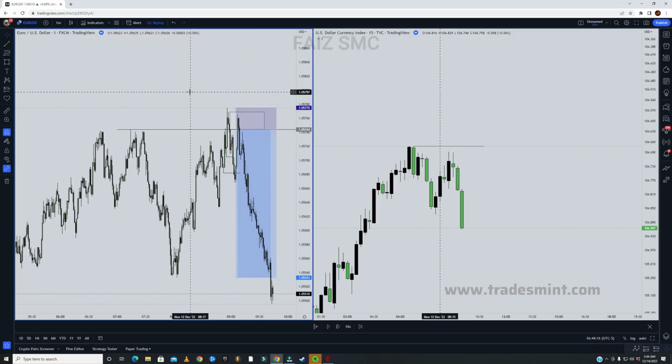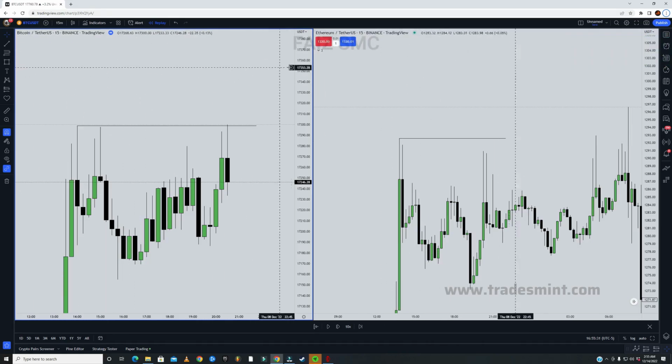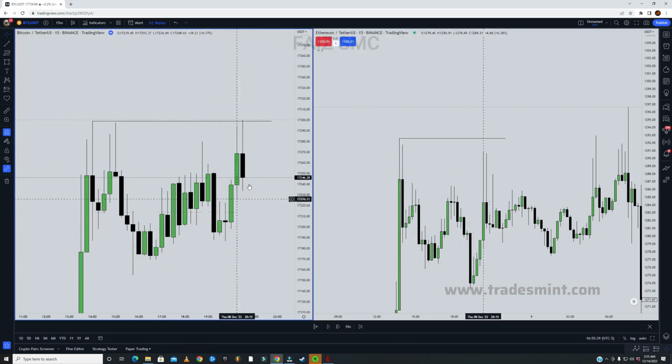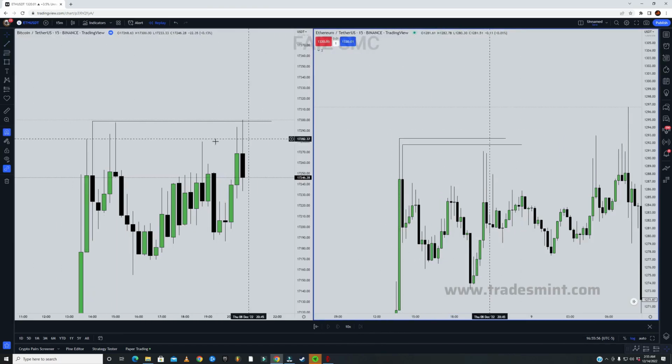So let me move on to the next example. All right, this example is for crypto bros. So we are looking at Bitcoin and Ethereum SMT divergence here. On Bitcoin, you can see we have a higher high, higher low, and then we have a liquidity sweep. But over here, you can see if we measure from this candle, price failed to break the high of this candle and also this high. So this clearly shows us that the order flow has shifted into a bearish trend.